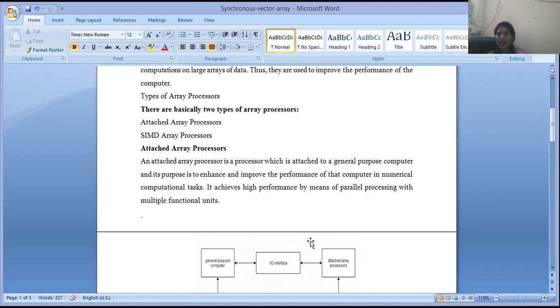It achieves high performance by means of data processing with multiple units. It also improves the performance of the attached array system, because all the processors and systems are working in parallel. So this performs the parallel computational task with multiple functional units. Clear?